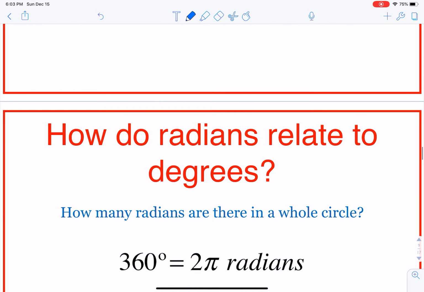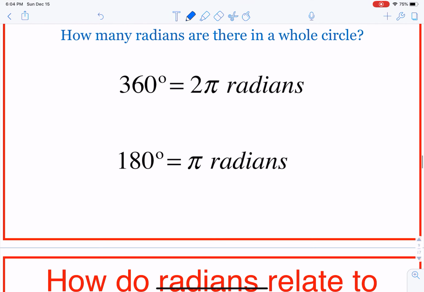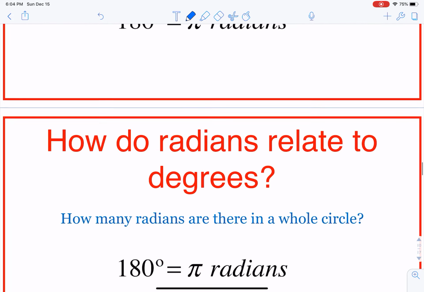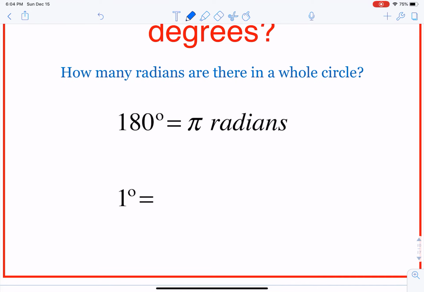So moving forward here, I know that 360 degrees is equivalent to 2 pi radians, which means that 180 degrees is equivalent to pi radians. So how many radians are there in an entire circle? We already answered that question. So here I have 180 degrees as pi radians. We can use this as sort of our conversion factor.